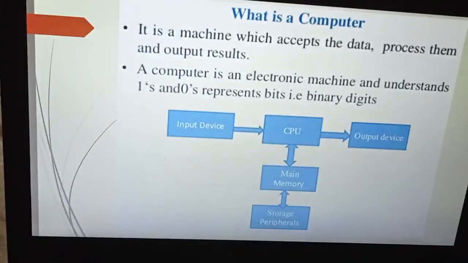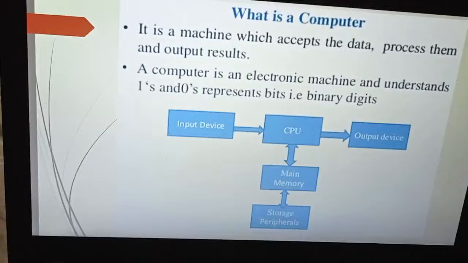Each represents a bit. Bit is a binary digit. That is, bit is abbreviated from binary digit. It is defined as the smallest unit of data on a binary computer or digital system. It holds either 0 or 1.